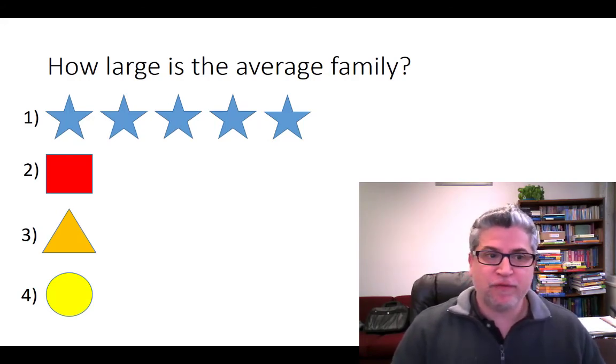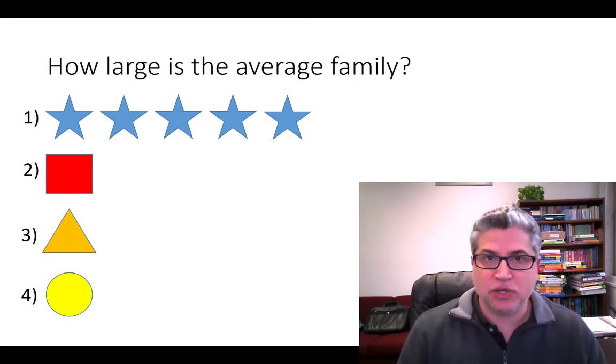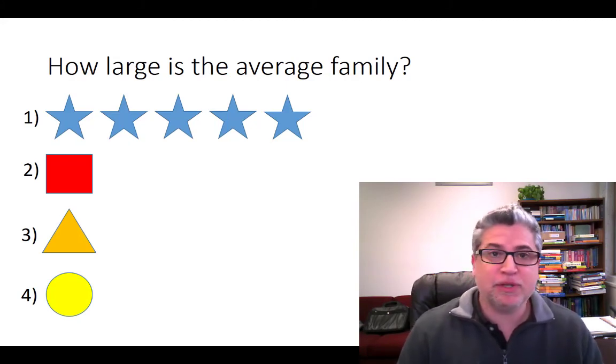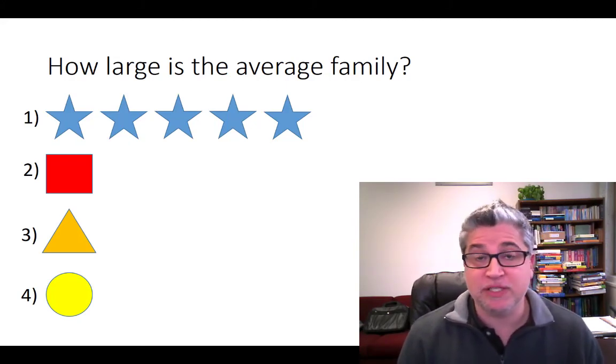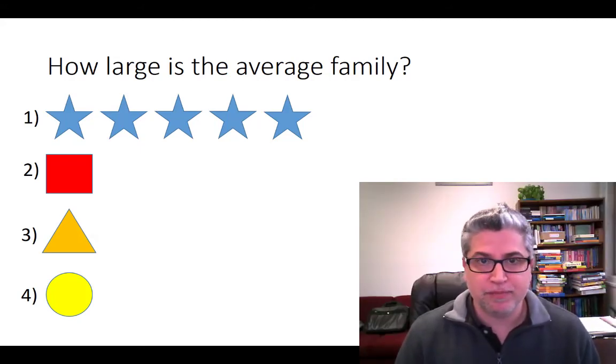Here's a simple example of the differences between these two approaches. I've got here 4 families: the star family, the red square family, triangles, and circle family. In the first family, they've got 5 people in the family. The other 3 families, they just have 1 person in each family. Now, how large is the average family?